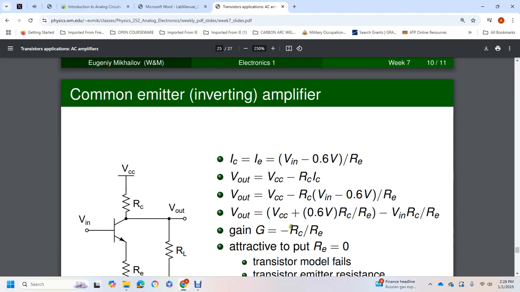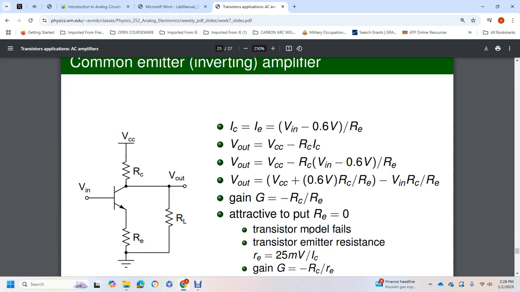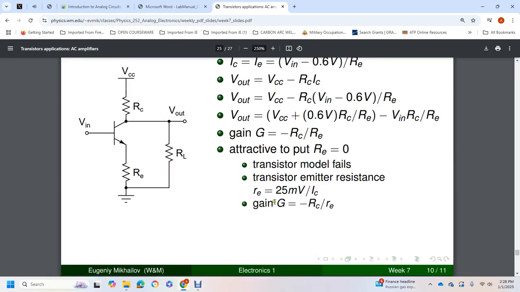the emitter resistor. The output voltage is equal to the supply voltage plus 0.6 volts times the collector resistor over the emitter resistor, minus the input voltage times the collector resistor over the emitter resistor. Gain is equal to negative collector resistor over emitter resistor. It is attractive to put the emitter resistor at 0, but transistor models fail. The transistor's emitter resistance is equal to 25 millivolts over the collector current. Gain is equal to negative collector resistor over emitter resistor.